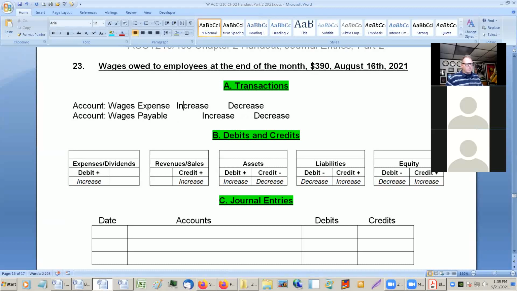Let's get these over. Yeah, so wage expense is what we owe to the people, our employees, and wages payable. If you put accounts payable, that's fine. It'd be some kind of a payable.